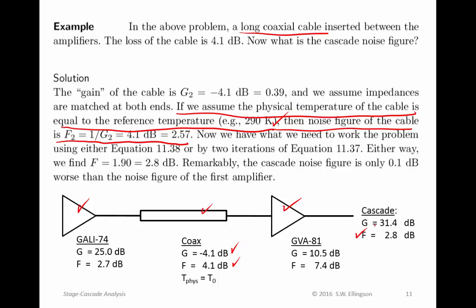So this is pretty remarkable. We started off with a noise figure of 2.7 dB in that first stage. We have a ton of loss here, and then some gain here, but with a much poorer noise figure. And yet the cascade noise figure is only slightly worse than the noise figure of the first stage. And that's usually what we want. We usually want to try to lock in the noise figure early on so that subsequent losses in the system do not significantly degrade that noise figure. So this is a very typical kind of situation to be in.